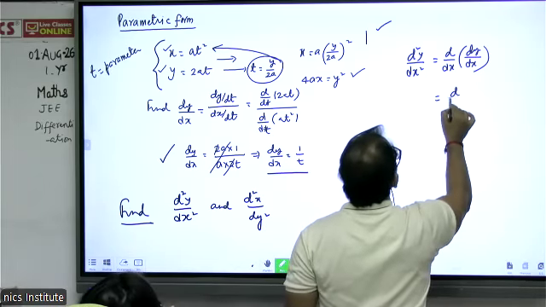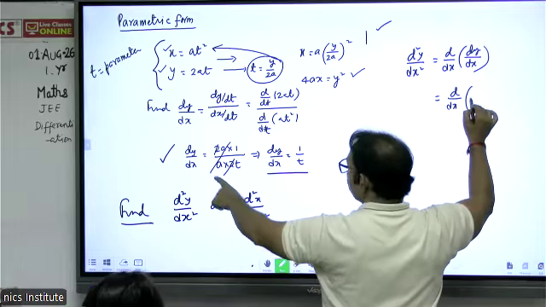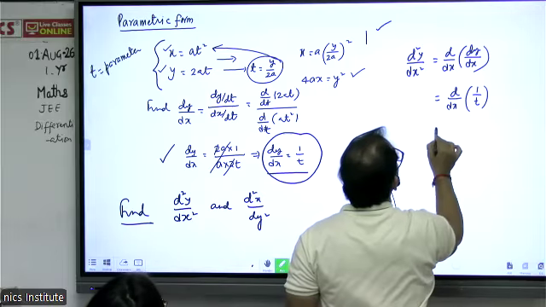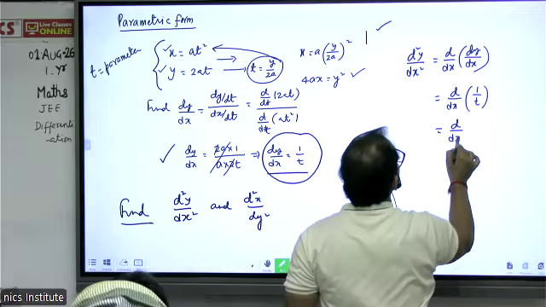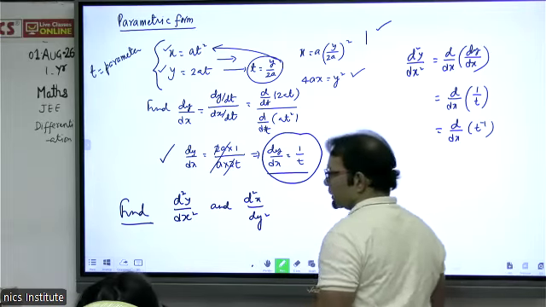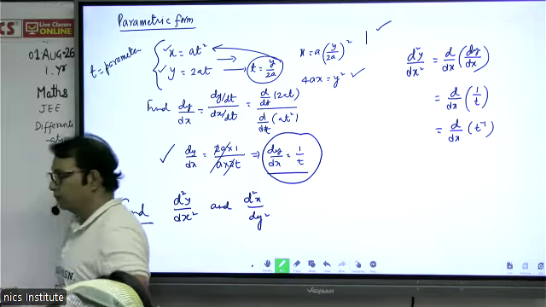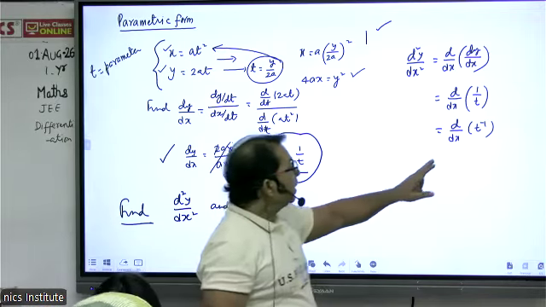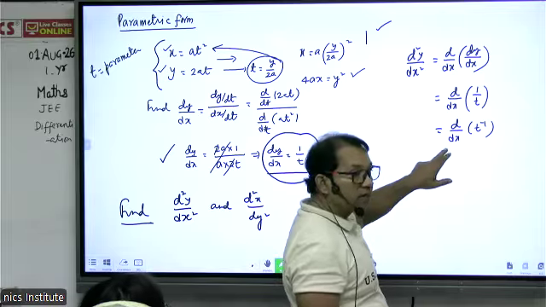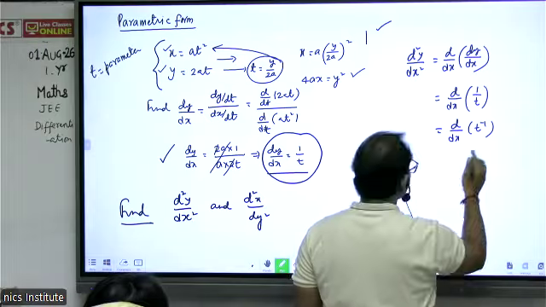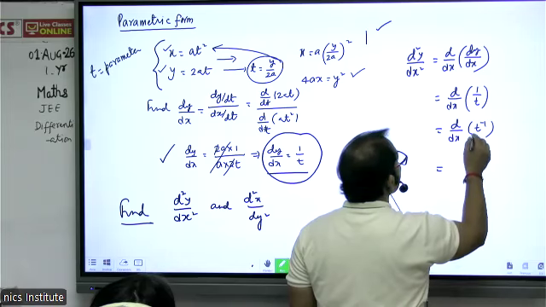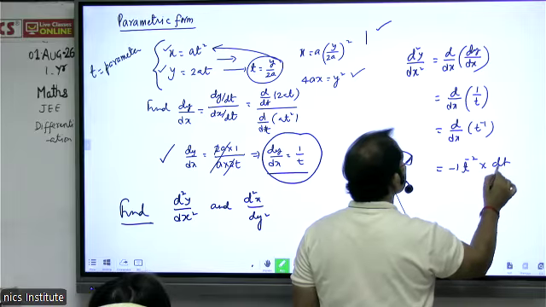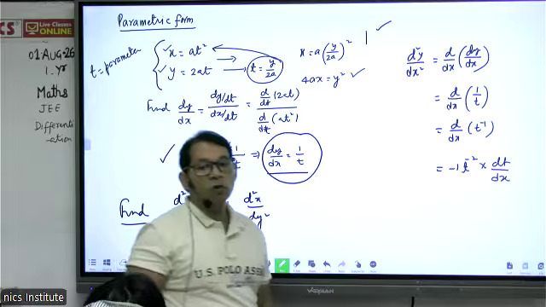So this is d by dx, and what is dy by dx? You've already found 1 by t. This is 1 by t, so this is t to the power minus 1. Is it fine, Emma? All right. Now the problem is you're differentiating t to the power minus 1 with respect to x, so you need to apply chain rule. T raised to power minus 1 would be minus 1 t raised to power minus 2 into dt by dx.